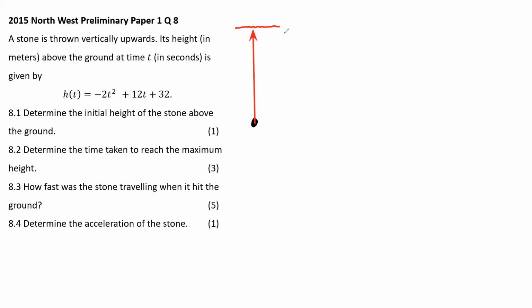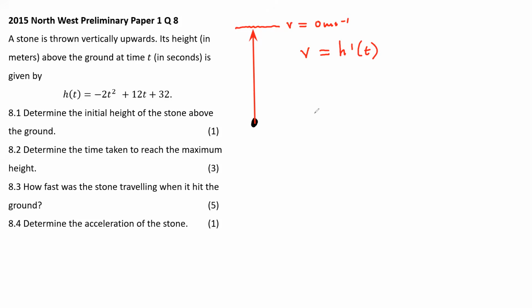I said stop, that's English. But in physics, in maths, we're saying the velocity of the stone is 0 meters per second. So when the stone stops, we're saying its velocity or speed is 0. And here's what I want to teach you. I want you to understand that the speed is actually the derivative of the height with respect to time.